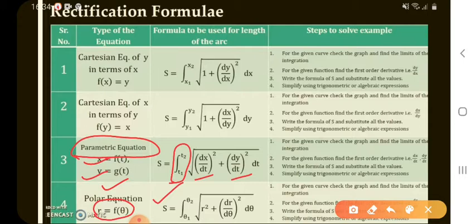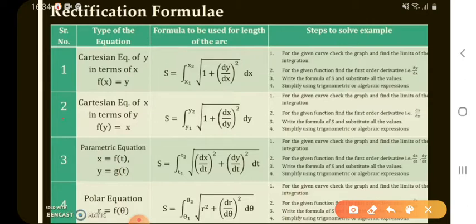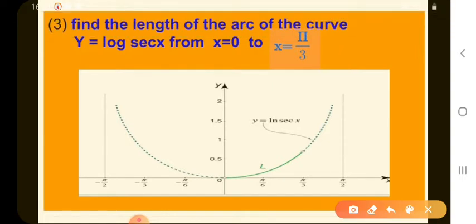Next, in this video we solve some problems based on Cartesian equation form 2 and parametric equation. See here. What is the first sum? Find the length of the arc of the curve y equals log secant x from x equals 0 to x equals pi by 3. That means the limit value is already given here.